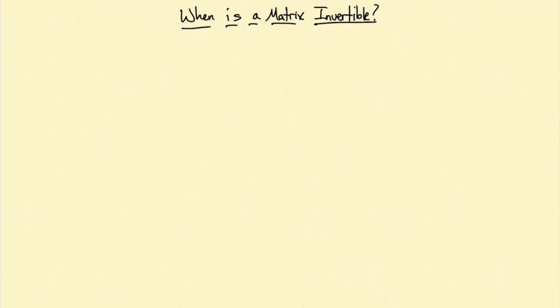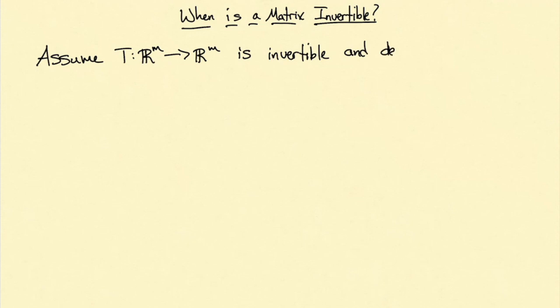Now that we know what it means for a matrix to be invertible, let's turn to answering when a matrix might be invertible. So we want an efficient computational tool, so we will phrase this in terms of the matrix rather than the transformation. So assume first that we have an invertible matrix transformation T defined by the matrix A.